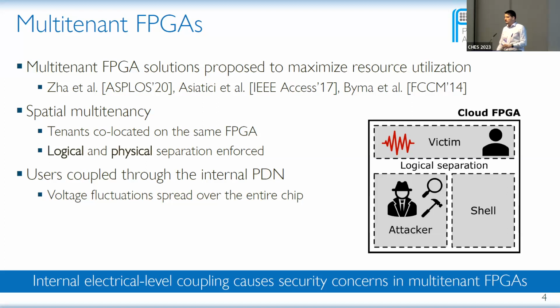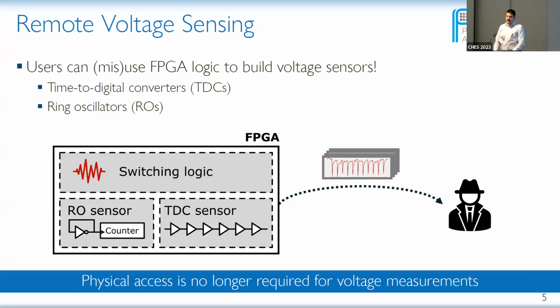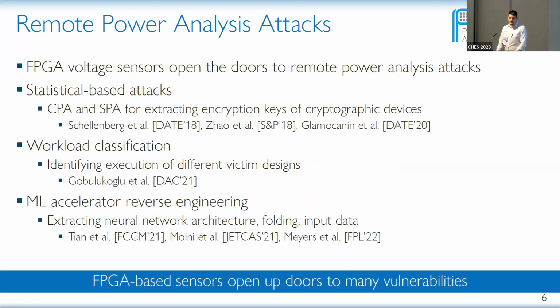But that's not enough because the users are still coupled through the power delivery network, where voltage fluctuations spread across the entire chip. And this internal electrical level coupling causes security concerns in multi-tenant FPGAs. It turns out that among other security issues, users can build and misuse low-level hardware from FPGAs to build voltage sensors, such as time-to-digital converters and ring oscillators, that essentially allow them to record power traces remotely. So we no longer need to go with an oscilloscope to an FPGA, we can record traces remotely. And this opens the door to many remote power analysis attacks.